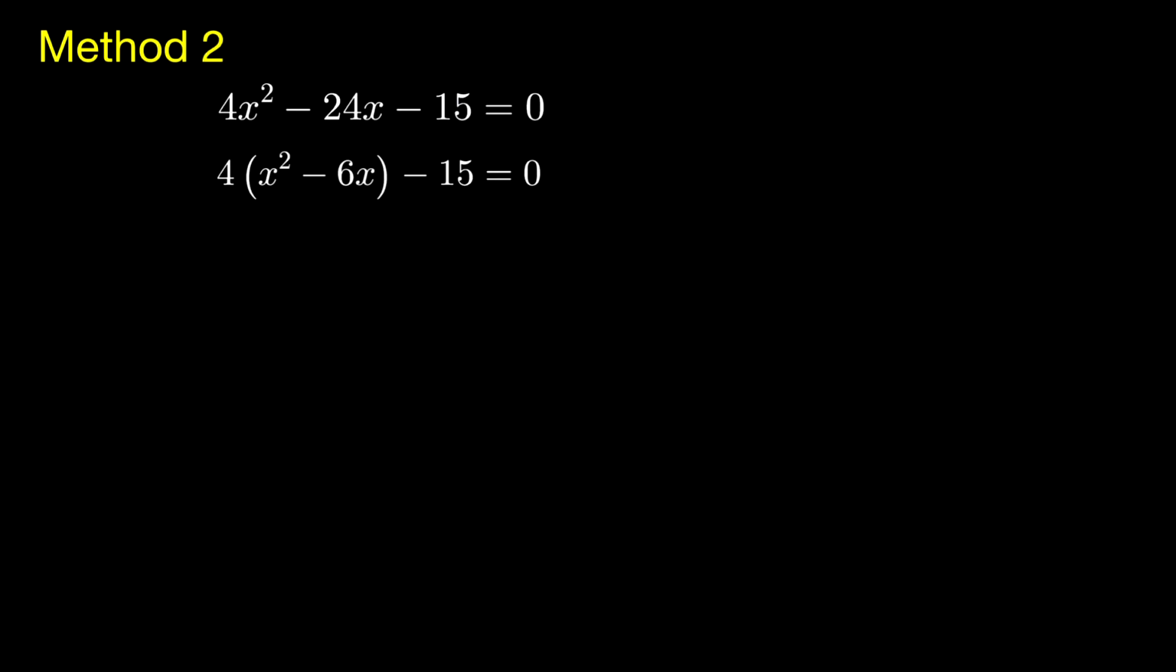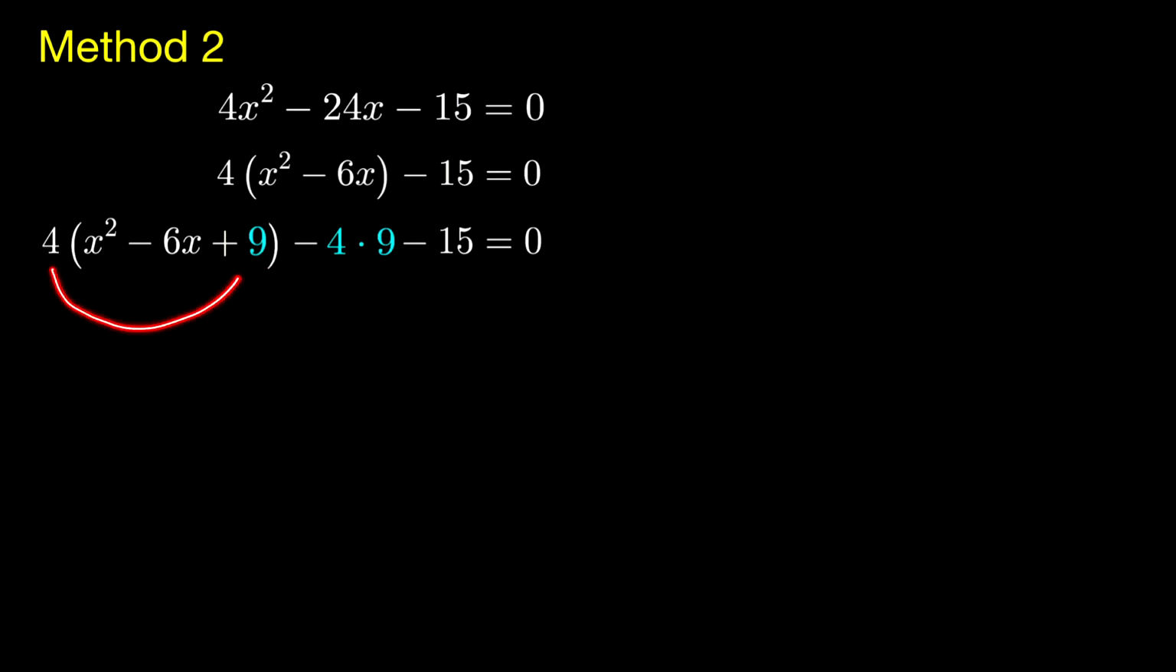Therefore, we're going to add 9 to x squared minus 6x to make it a perfect square trinomial. But we have to keep the balance of the equation. Adding 9 to this difference means adding 4 times 9 into this product. And because we added 4 times 9 to this product, then we have to subtract 4 times 9 as well to keep the balance of the equation.